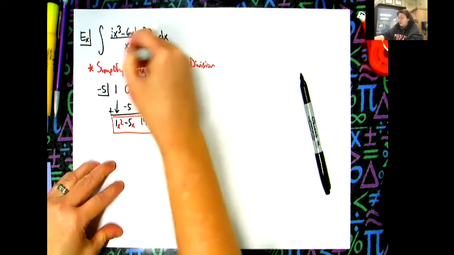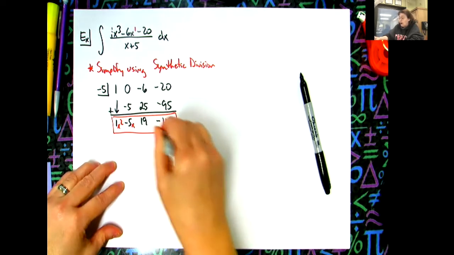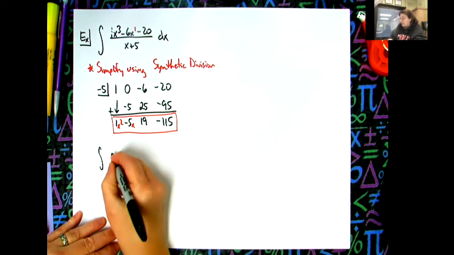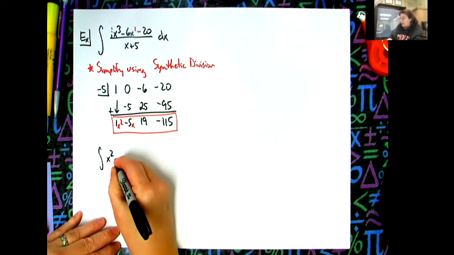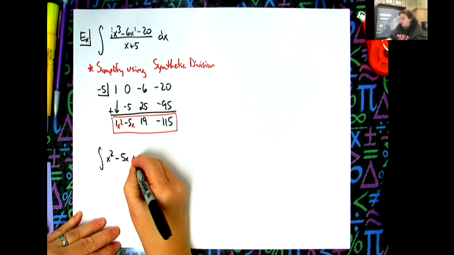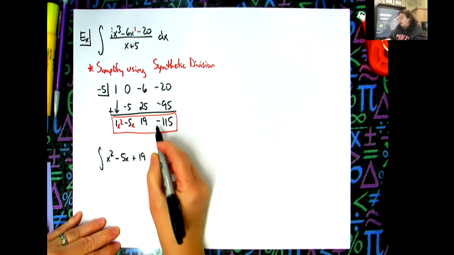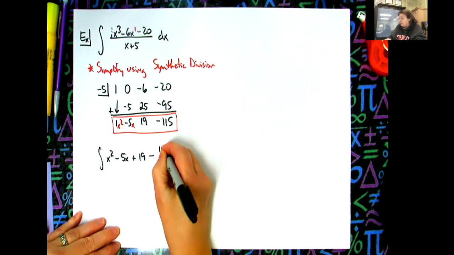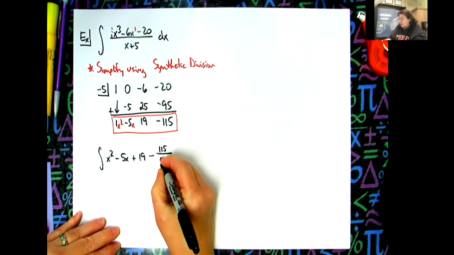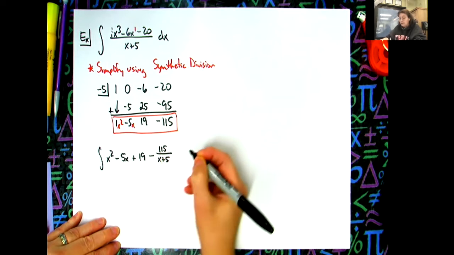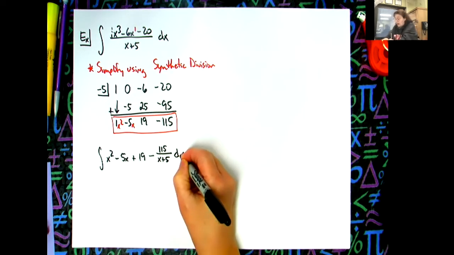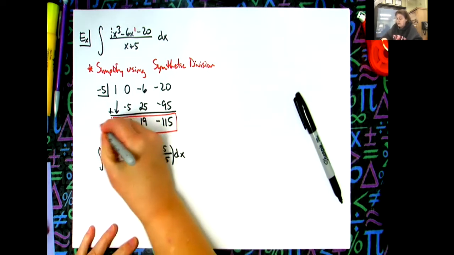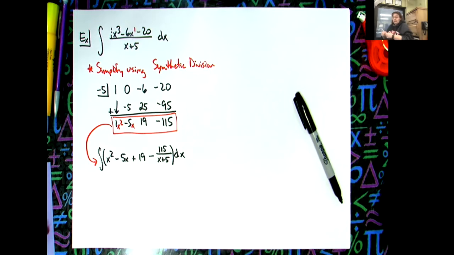So I have taken this expression and I'm going to rewrite it using this. So I'm going to have the integral of x squared minus 5x plus 19. It's a negative, so minus the remainder over what I divided by, x plus 5, and then dx. Okay, so this gives me the rewrite on this expression.